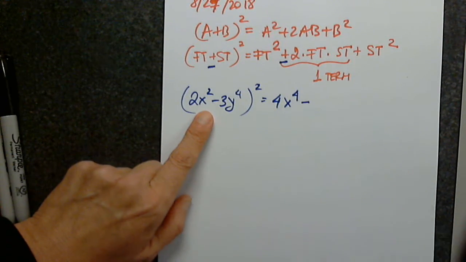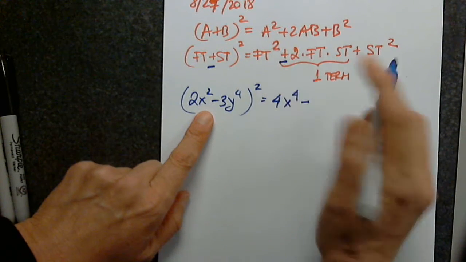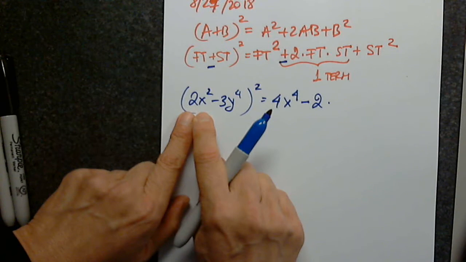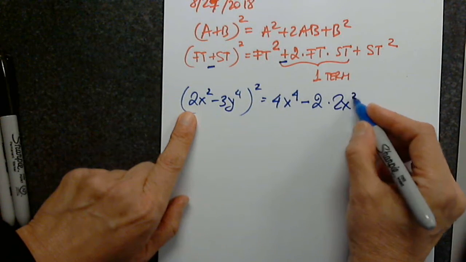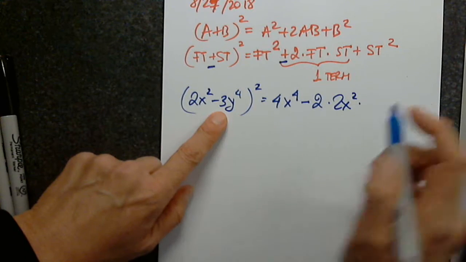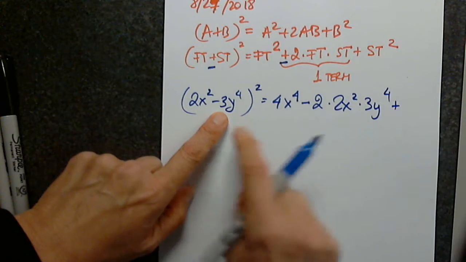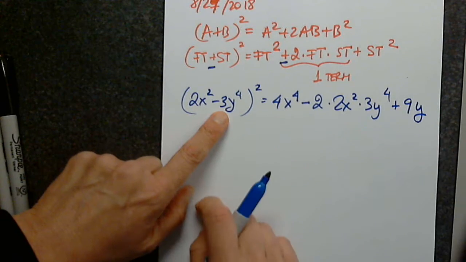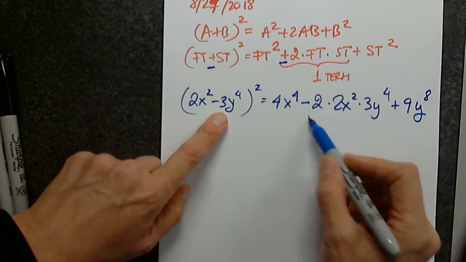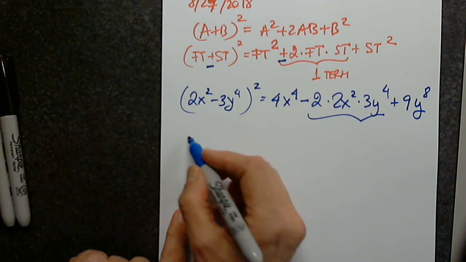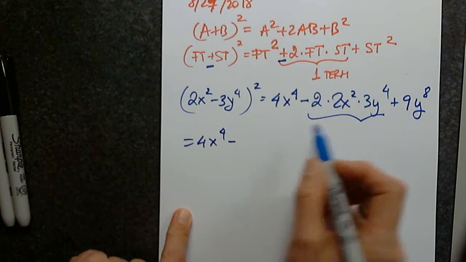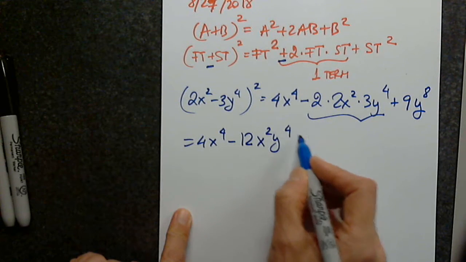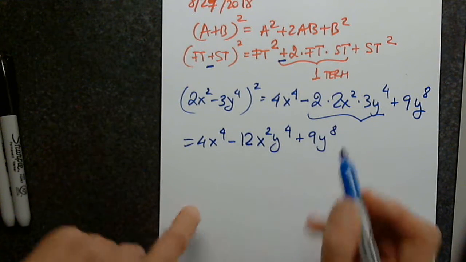Good. Minus, let's write it out. Minus 2 multiplied by 2x squared multiplied by 3y to the 4th and plus 9y to the, very good. And of course I have to take care of this. So it's 4x to the 4th minus 2 times 2 times 3 is 12, x squared y to the 4th plus 9y to the 8th.